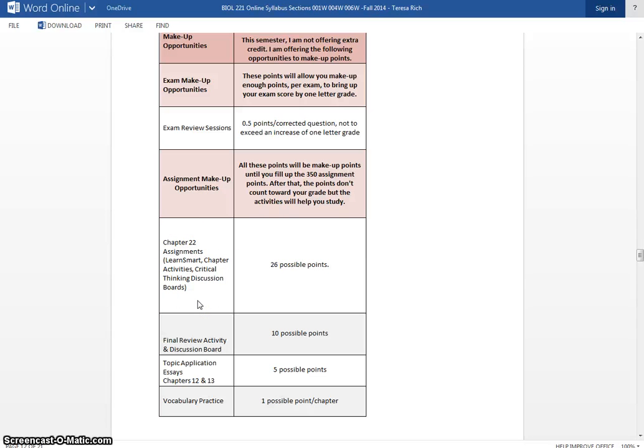That way, if you miss some points or you miss doing an assignment, you have the option of making up some of the points. Also, at the very end of the course, we'll have a final review activity and a discussion board. That's optional. You can make up 10 possible points. The last two topic application essays, they're also extra.